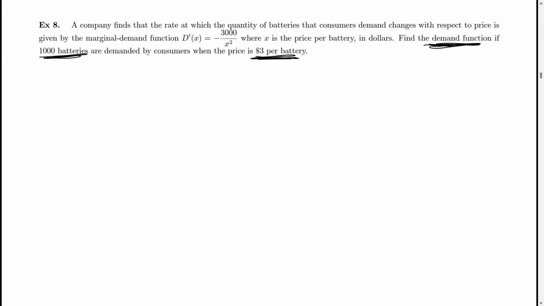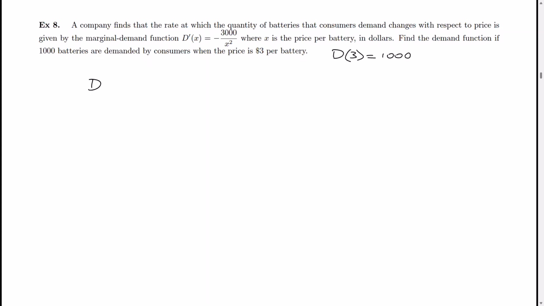So how do I say this? This is saying that the demand when the price is 3 is going to be 1,000 batteries. Remember, the price is X, so $3 is going to be the X. That's why I'm writing the 3 inside the parentheses, because that's where X usually is found next to the D. And the demand is going to be 1,000.